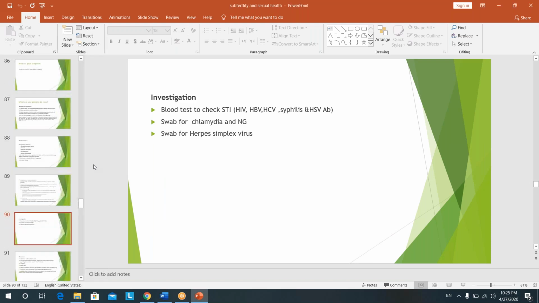Then coming to the investigations, this patient needs to be offered screening for sexually transmitted infections like HIV, hepatitis B, syphilis, and herpes simplex virus antibody may also be mentioned, maybe or maybe not. Swab for chlamydia and Neisseria gonorrhea, and swab for the herpes simplex virus.